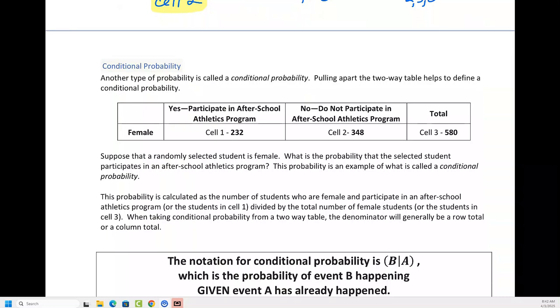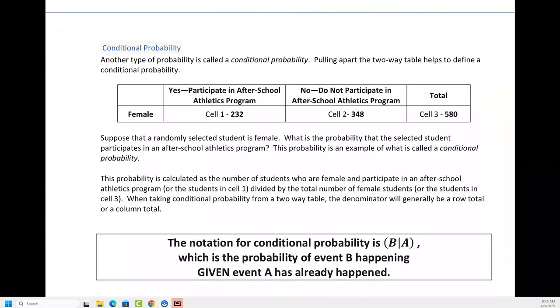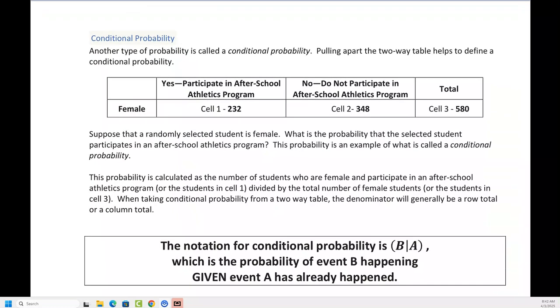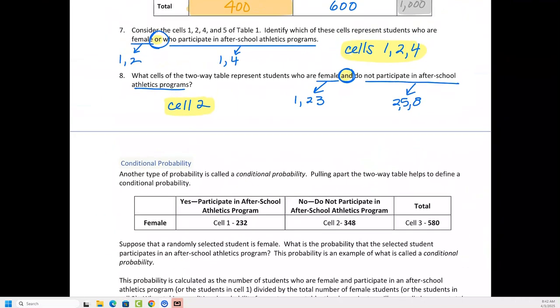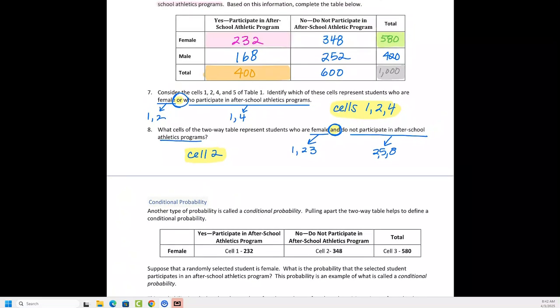Conditional probability. Another type of probability is called conditional probability. Pulling apart the two-way table helps us define a conditional probability. Basically, what a conditional probability does to a two-way table is that it focuses us just on a row or just on a column. You just have to read the problem very carefully. Notice here they've taken out the row that contains female, and it's identical to the row that we had up here. So this row here is what they have brought down here. Do you all understand that?